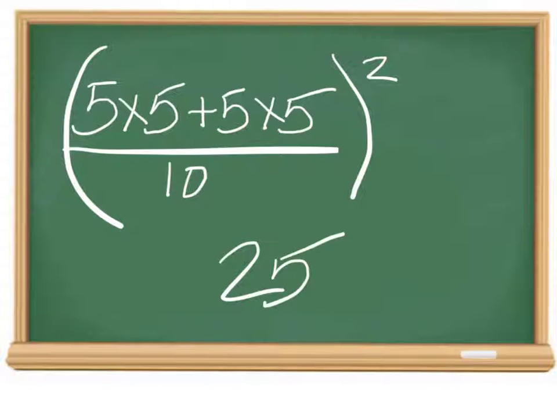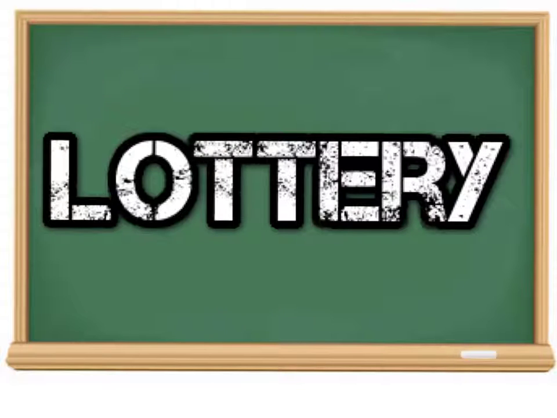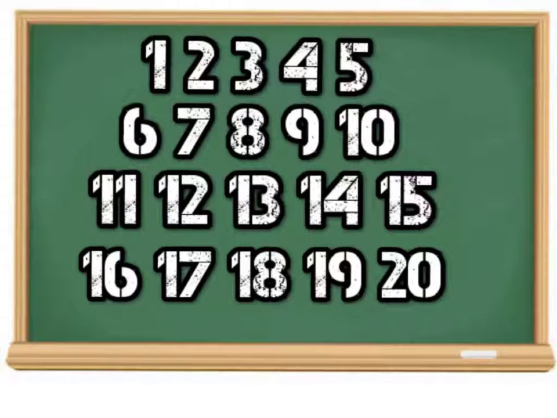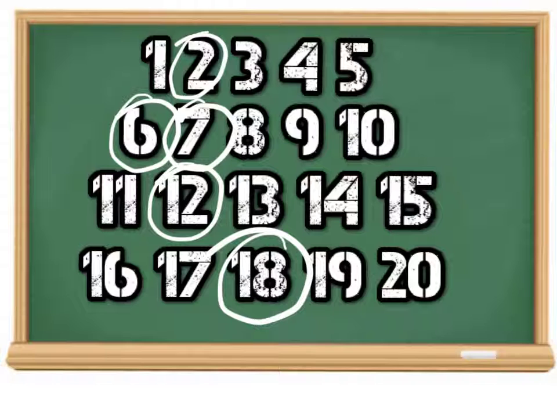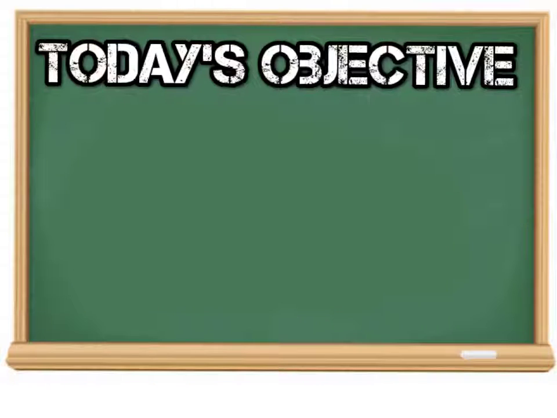Answer is 25. Can we pick 2 lottery numbers? You can pick 2 lottery numbers today. The winning numbers today are 2, 6, 7, 12, and 18. Oh, I like that about it.